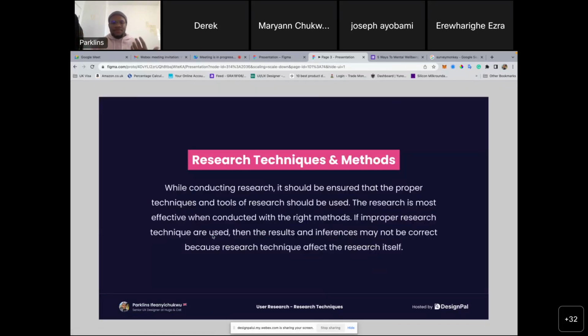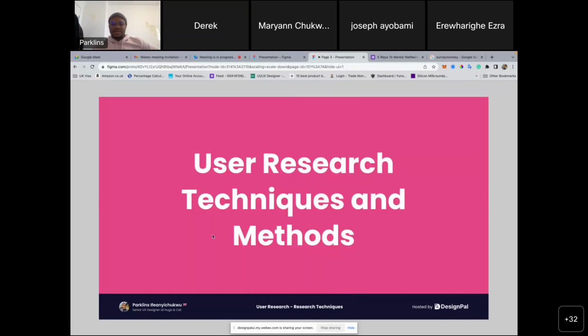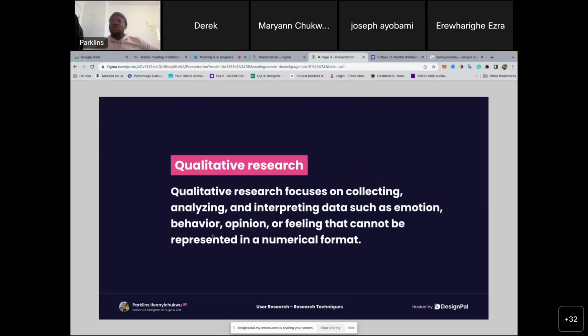So user research techniques and methods, I've already touched a bit on them while we were discussing, but I will share briefly the types of research techniques that we have. While conducting research, both of those types that I shared with you are important. When you're conducting user research, it is important that you conduct both quantitative and qualitative research. You do not have to pick one or the other. What you have to pick is the techniques that you use in both of them.